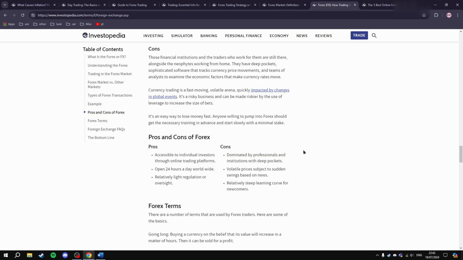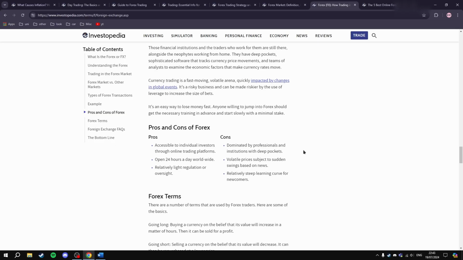Cons. Those financial institutions and the traders who work for them are still there, alongside the neophytes working from home. They have deep pockets, sophisticated software that tracks currency price movements, and teams of analysts to examine the economic factors that make currency rates move. Currency trading is a fast-moving, volatile arena, quickly impacted by changes in global events. It is a risky business and can be made riskier by the use of leverage to increase the size of lots. It's an easy way to lose money fast. Anyone willing to jump into Forex should get the necessary training in advance and start slowly with a minimal stake.